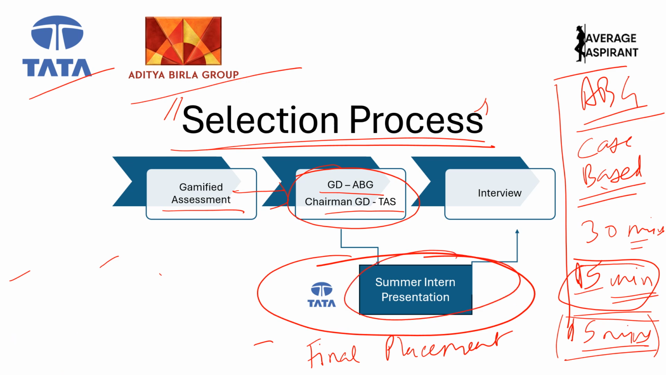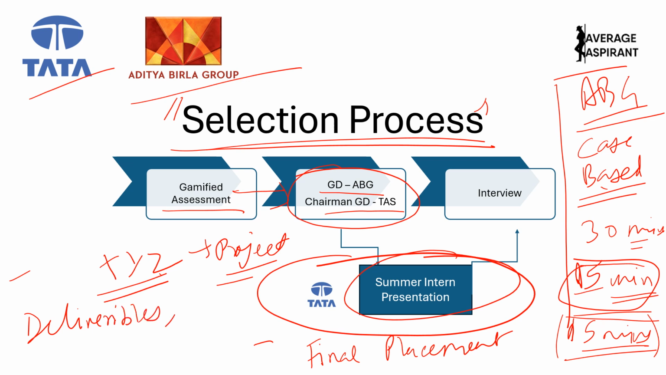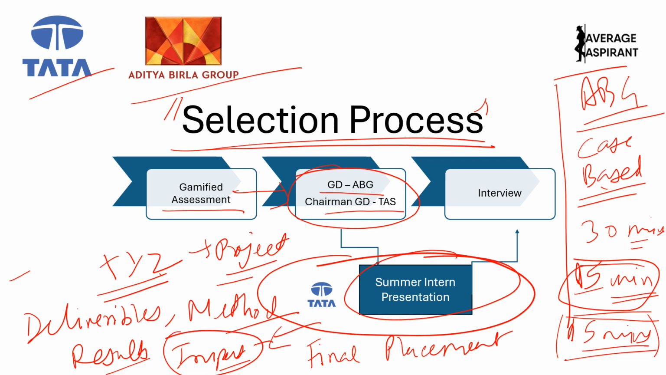So what does this mean? Let's say you did your internship in, let's say, XYZ company. You had a certain project for 2 months. Now you need to explain your deliverables, right? Your methodology and your results and the impact you created. These are the things TAS will be checking when you give this particular presentation. So this is an extra step only in TAS. This is unique to TAS, not in ABG. Right? Okay. Further, we will move.